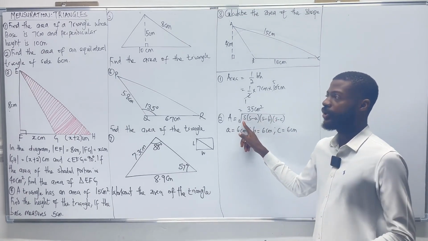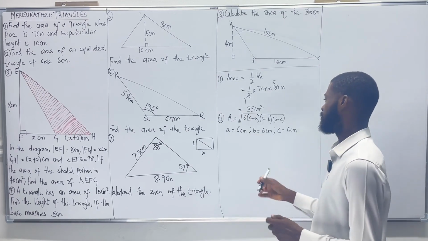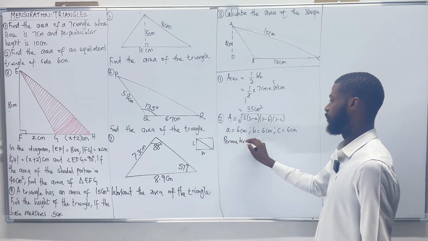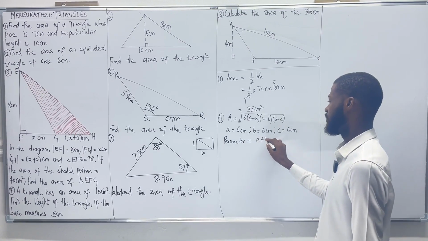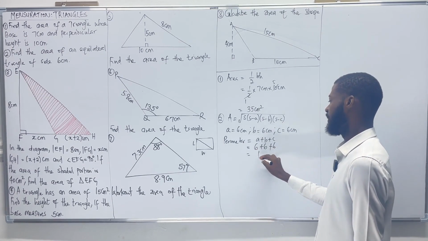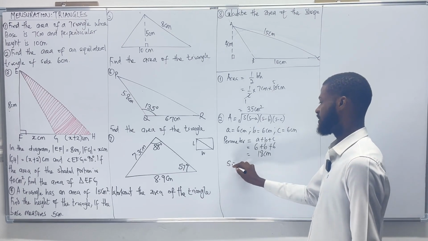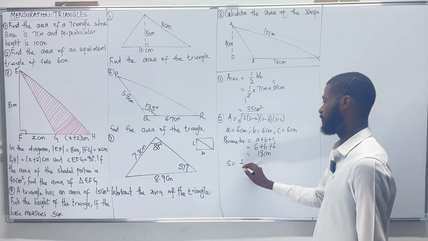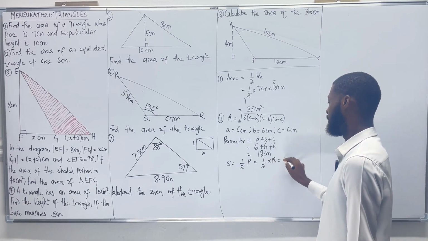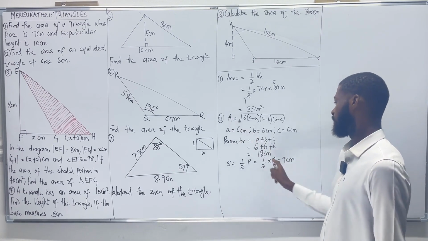So what is s? We call s the semi-perimeter. First of all, what is the perimeter of such a triangle? The perimeter of a triangle is the sum of all the sides, that's a plus b plus c. So that will give us 6 plus 6 plus 6, which is 18 centimeters. This is the perimeter of the triangle. So what is s? s is half of the perimeter. Half of 18 will be 9 centimeters. This is the s.